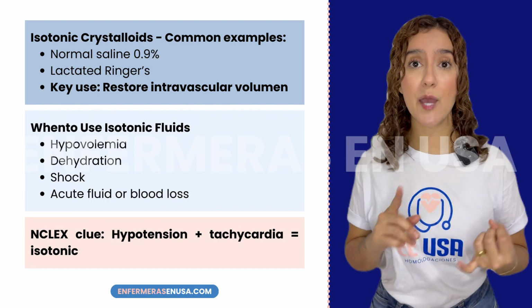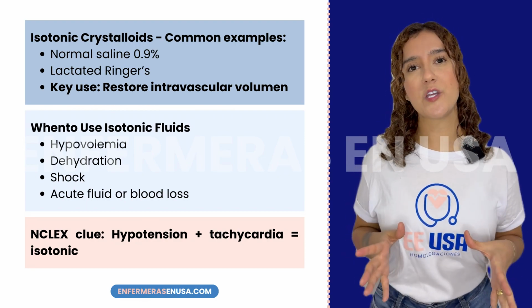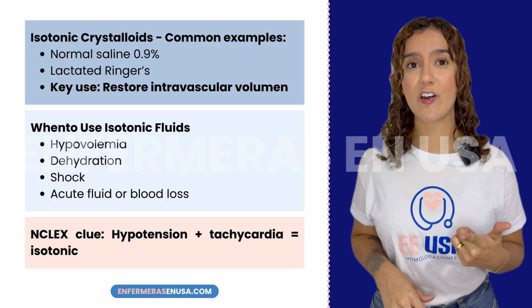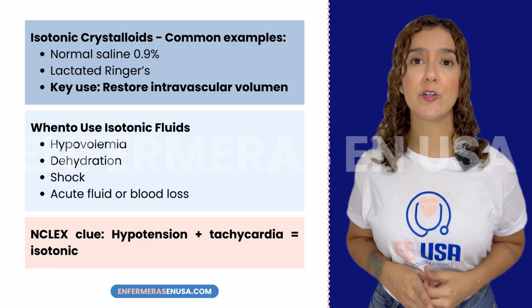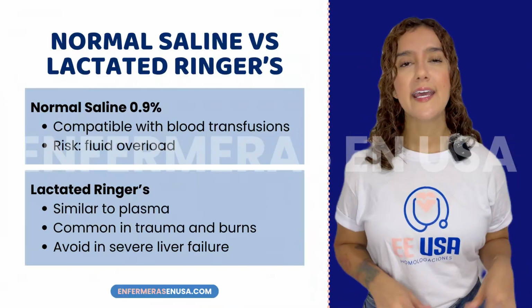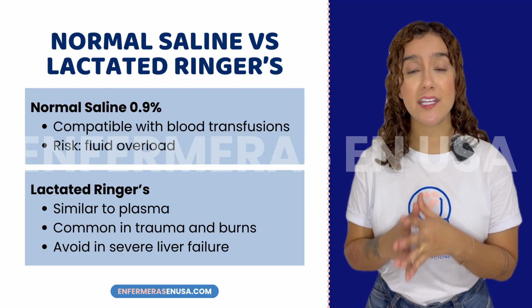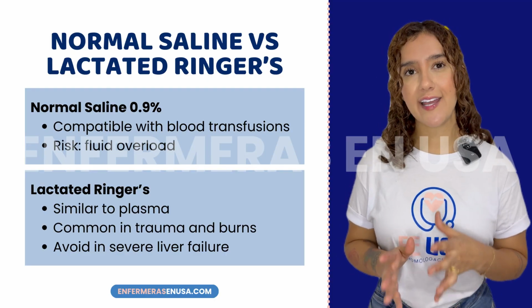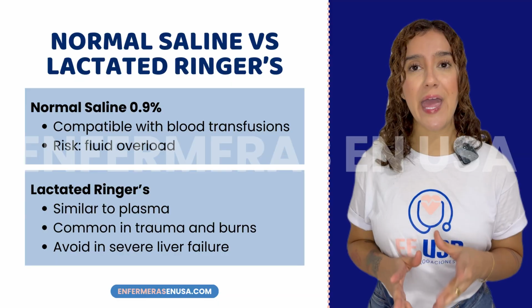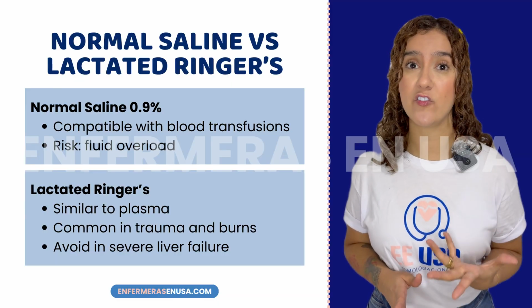When the patient has hypovolemia, dehydration, shock, or fluid loss. If the question mentions hypotension or tachycardia, cold skin, or delayed capillary refill, think immediately isotonic. Normal saline is safe and compatible with blood transfusions, but it can cause fluid overload. Lactated Ringer's is more similar to plasma and is widely used in trauma and burns, but is not ideal in severe liver failure.